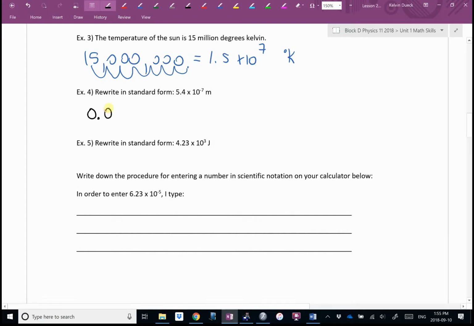Count with me. 1. Count with me. 2, keep going. 5, 6, and then the 5 is the 7th digit, and the 4. Most common mistake, kids do 7 zeros and then the first digit. No, the first digit is the, yes. Meters.